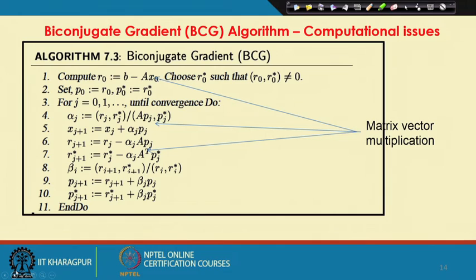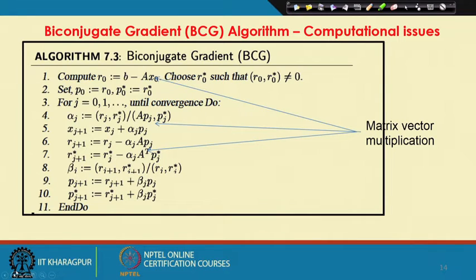So, if we look into the biconjugate gradient algorithm, which we were discussing in the last session, this is directly copied from Yousef Saad's book, and we can see that this algorithm has a number of matrix vector multiplications. As we have discussed earlier, matrix vector multiplications are the most costly operations in matrix solvers. Even if we can bring down the number of iterations, if the number of matrix vector multiplications in each iteration is quite high, it will take a lot of time to give the results. So, we usually try to reduce the matrix vector multiplications.